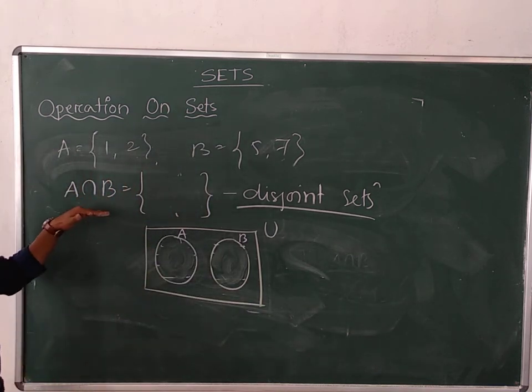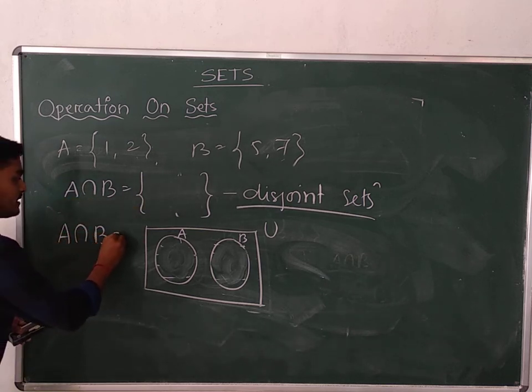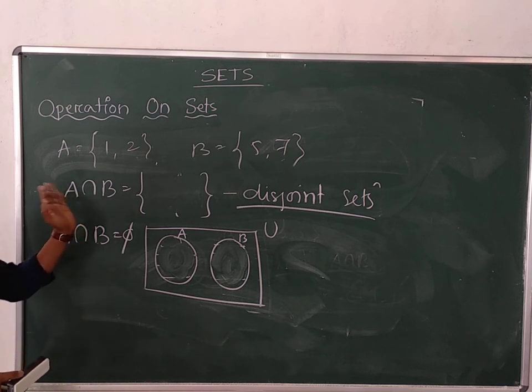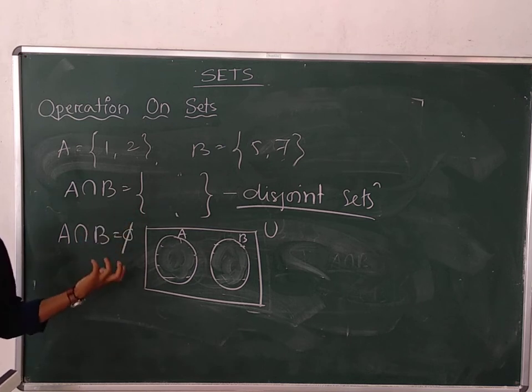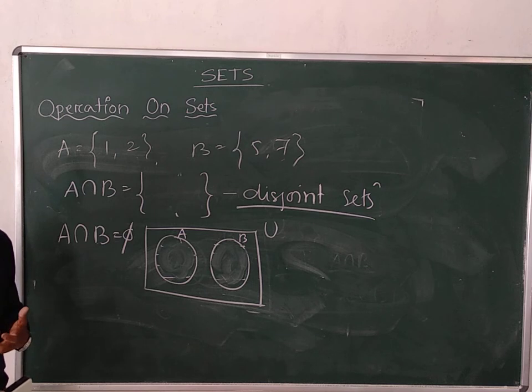Disjoint means what? Their intersection should be equal to phi. So we can easily write A intersection B is equal to phi. Phi is the empty set. Is that the representation of the empty set? And if they have a common element, they are known as joint sets. So if there is some common element then we get joint sets. These disjoint sets are totally separated. I hope you have got my point.